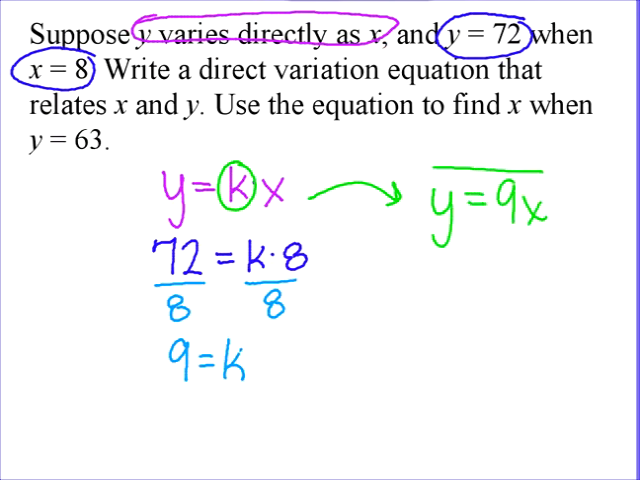So there you go, that's your first answer. That is the direct variation equation. Now, use the equation to find x when y equals 63. What do you think I'm going to do now?